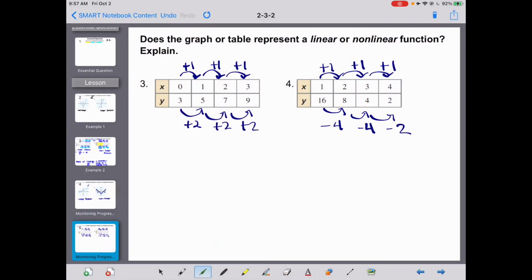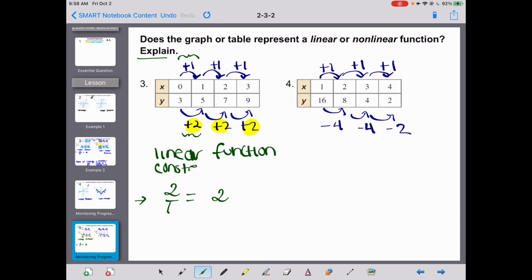All right, so for this problem, if you look at the change in x's, they were consistent in both problems. Let's look at number 3's change in y's. They are each 2, and therefore, yes, this is a linear function. Again, if I asked you the rate of change, it would simply be the y change over the x change, so 2 over 1, which is equal to 2. You don't need this part in this problem, but it's good to see it, especially if you need to explain. You're like, okay, this is a constant rate of change.